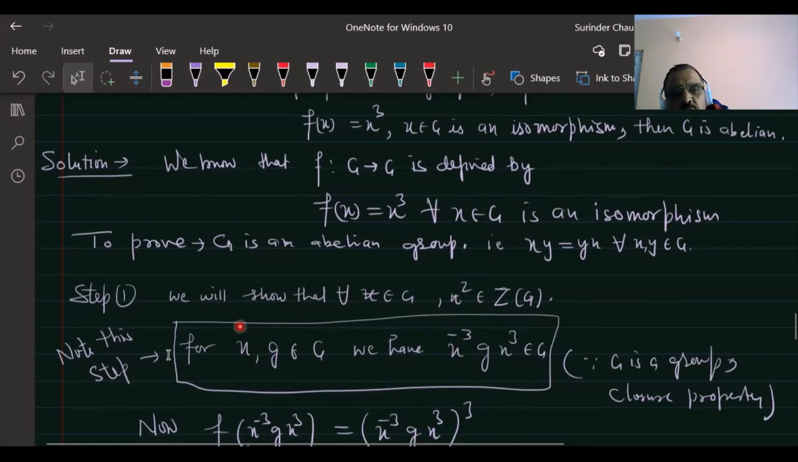So for that, let us take x, y belongs to G. We have x belongs to G, and G is a group. If x belongs to G, then x square also belongs to G, and x cube also belongs to G. So x square belongs to G, x cube belongs to G, and x inverse belongs to G. So we have to take this element. We have to remember this step.